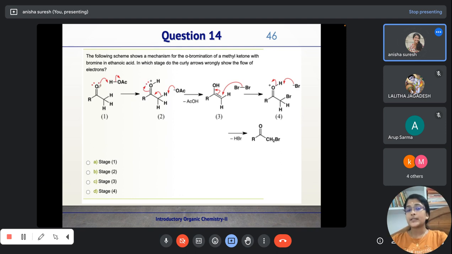First, this is showing this lone pair of electrons abstracting the proton from acetic acid. So now this is a protonated carbonyl compound. Now acetate, shown by this OAc which is negatively charged, will abstract one of the protons and this will flow in this direction. So acetic acid will be removed after abstraction of the proton. Now they are telling bromine will be coming and attacking this double bond, and this double bond will shift to here. And then this proton on the carbonyl will be abstracted by the bromine, leading to the formation of the product. So in 1, 2, 3 or 4, which is showing the wrong arrows?